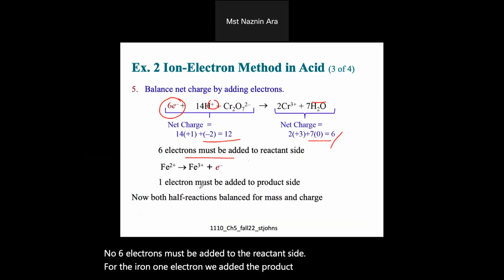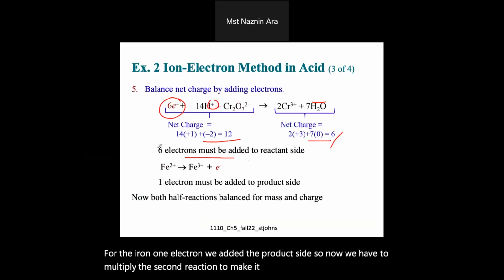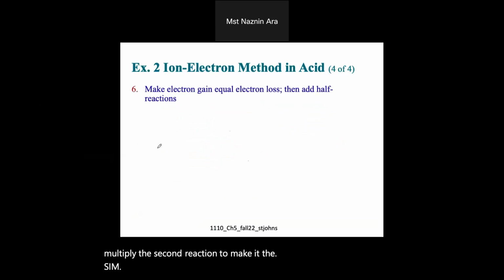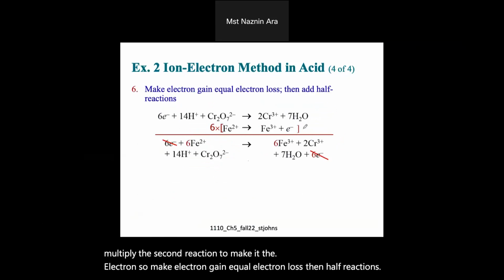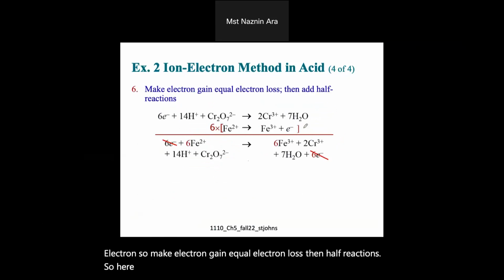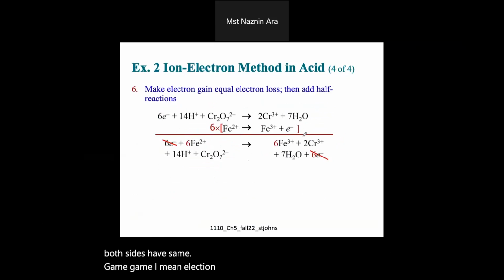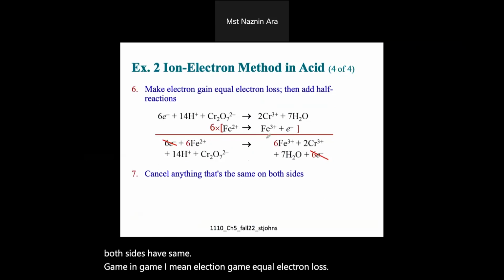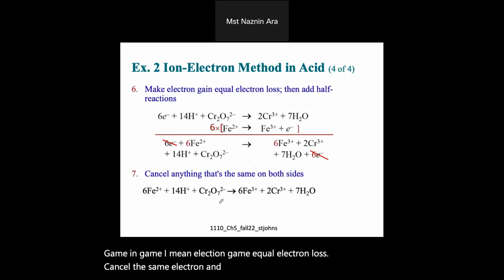Now we have to multiply the second reaction to make the electrons the same, so that electron gain equals electron loss in the half reactions. Here we need to multiply by 6. Then if you look, both sides have the same electrons, electron gain equals electron loss. Cancel the same electrons, and if we look at the reaction, it is balanced. So this is how we have to do it.